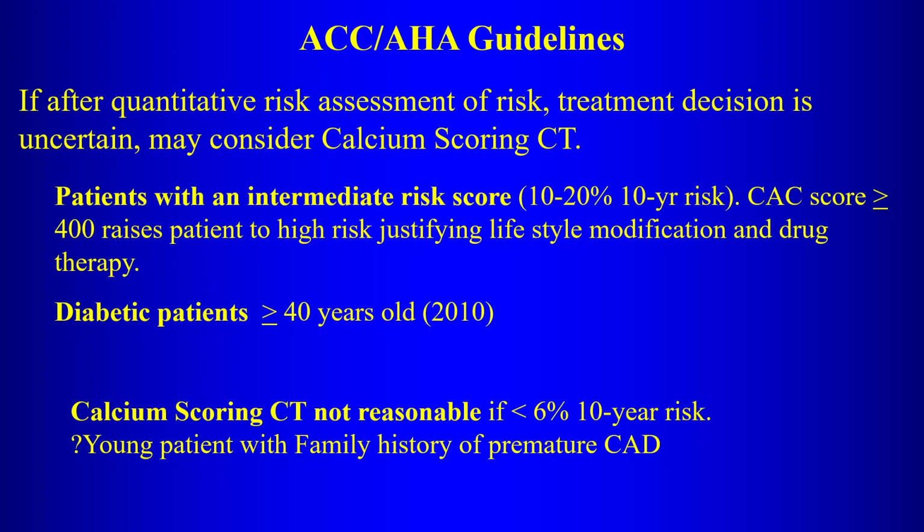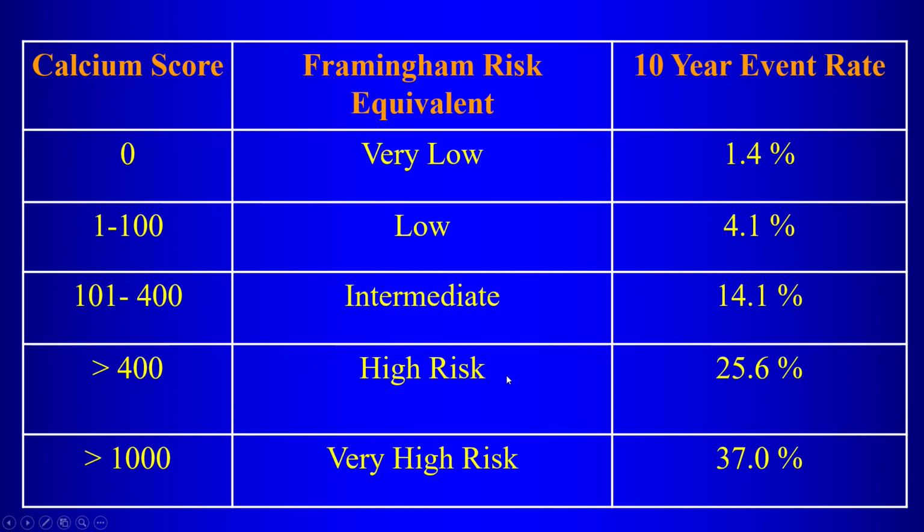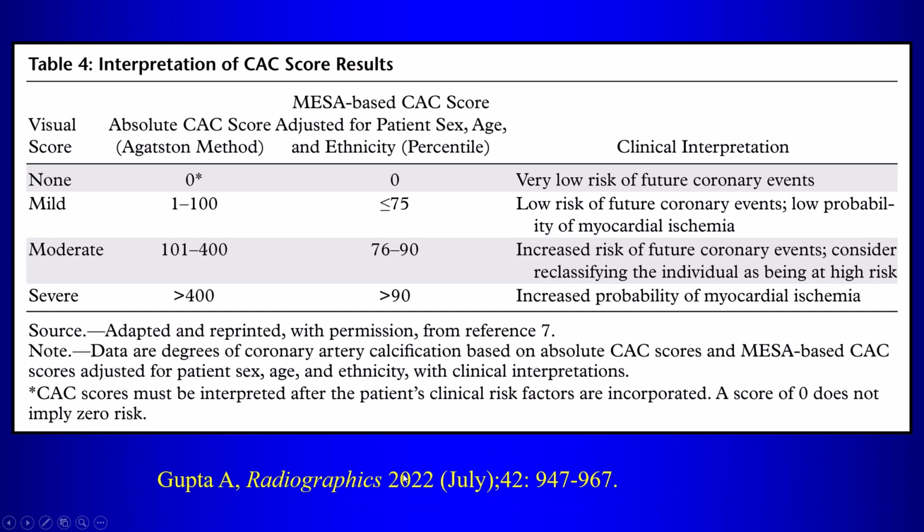Calcium scoring may not be reasonable if we're dealing with low-risk patients. You might do it in young patients who have a family history of premature coronary artery disease. So the use of calcium scoring here is to stratify risk in asymptomatic patients. So again, reminding you about the risk equivalence here in the calcium score: 100 to 400 is intermediate, greater than 400 is high, greater than 1,000 is very high risk, if we're going based on the calcium score.